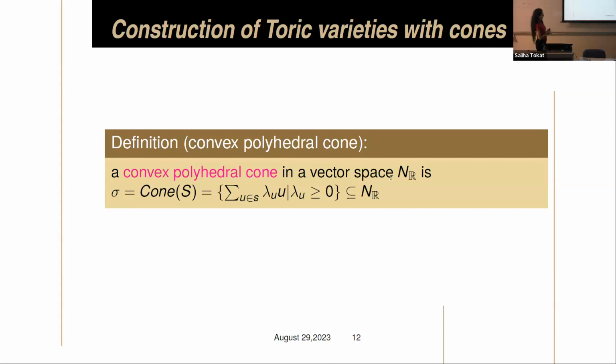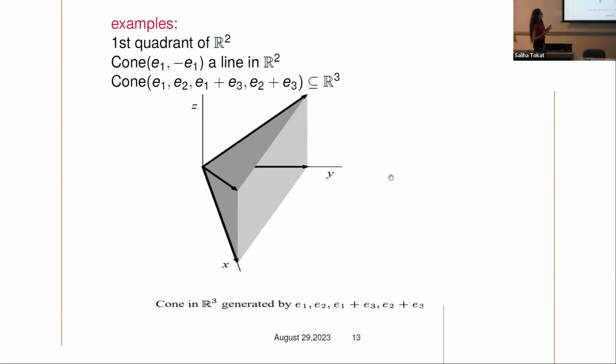Okay, so a rational polyhedral cone in a vector space N_R is sigma equal to Cone(S), which is the sum of lambda_u u, with lambda_u being positive in R. Example: the first quadrant of R^2 is a cone. The cone generated by e1 and minus e1, which is a line in R^2, is a cone. And the cone generated by e1, e2, e1 plus e3, e2 plus e3 in R^3 is also a cone.